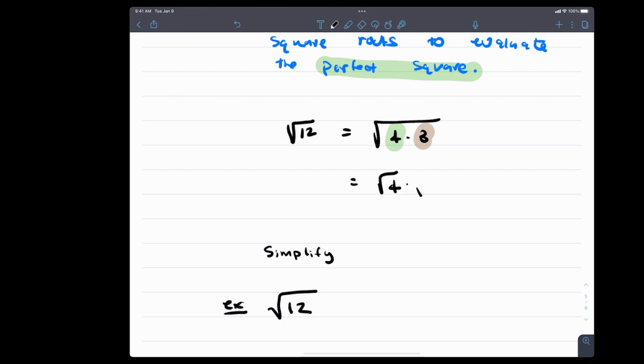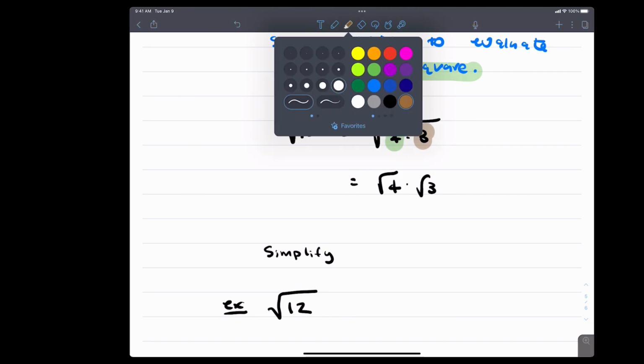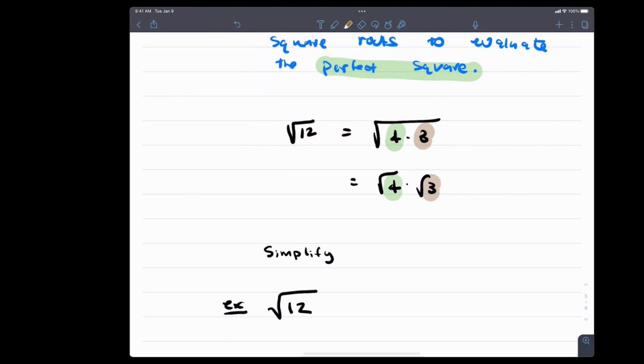Square root of 4. Square root of 3. What's the square root of 4? So the answer is 2 times the square root of 3, ladies and gentlemen. There you go.